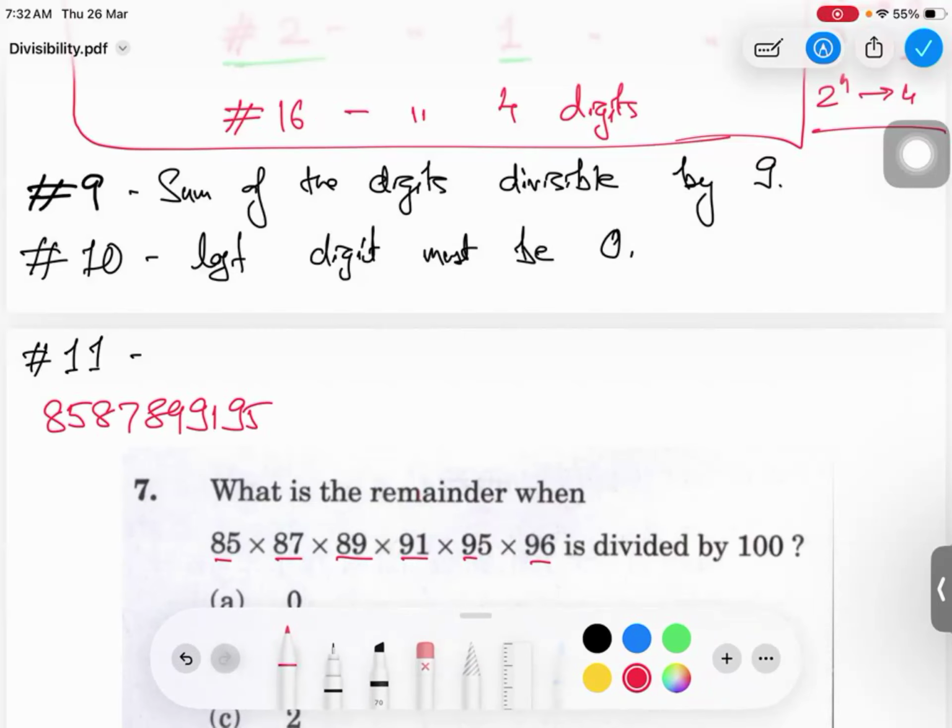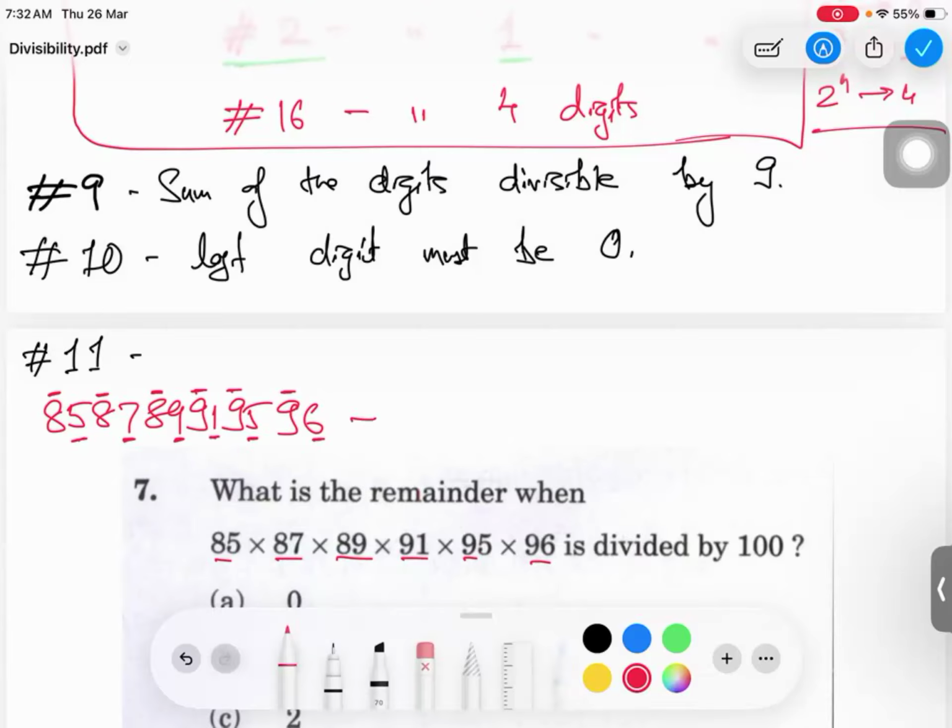899195 and 96. This is a very big number. So there are places like these. This is the first place, this is second place, this is third place, this is fourth place, something like that. So there are odd places, and then there are even places. All right. Okay, there are odd places and there are even places.